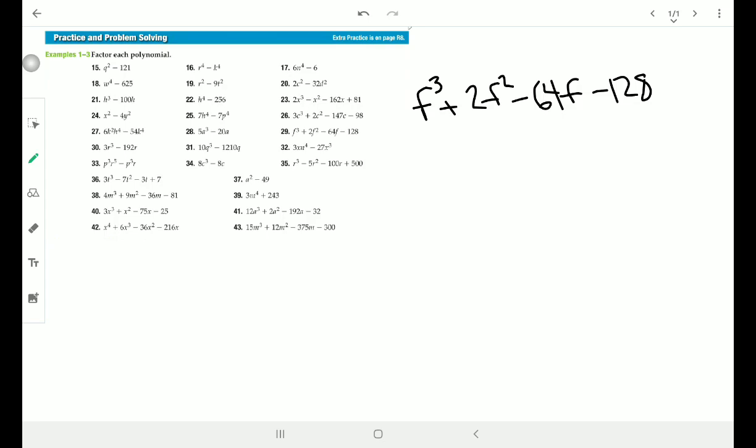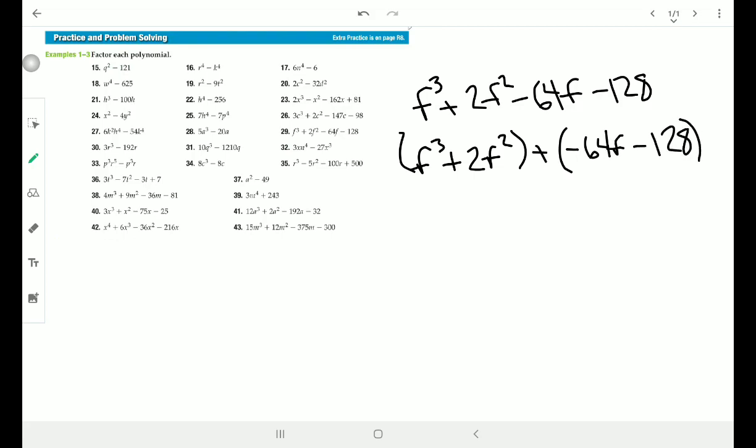When we have four terms, we have to use our specific case, which is factoring by grouping. So I'm going to group together the f cubed and the 2f squared, plus my other group, negative 64f minus 128, and factor out what I have in common. On the first one, I can factor out an f squared, and I'm left with f plus 2. On the second one, we can factor out a negative 64, and we're left with f plus 2.